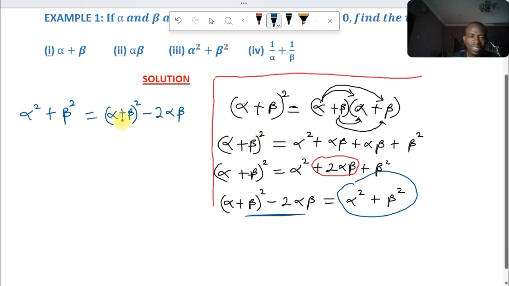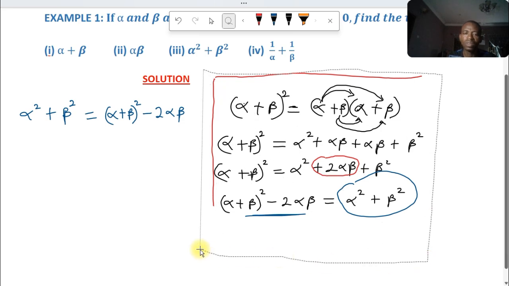If you look at the content inside this bracket here, it is actually the sum of the roots. And the alpha beta out here is the product of the roots. So we have been able to express alpha squared plus beta squared in terms of the sum and also the product of the roots. That is what we are going to work with, so I will do it with this one.